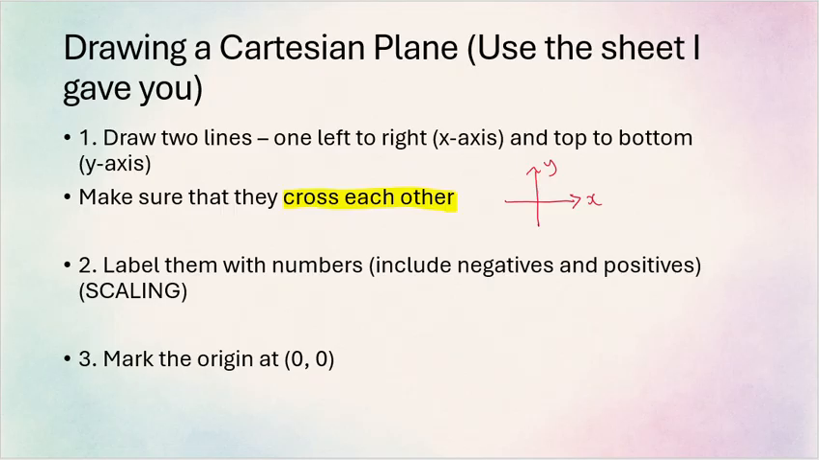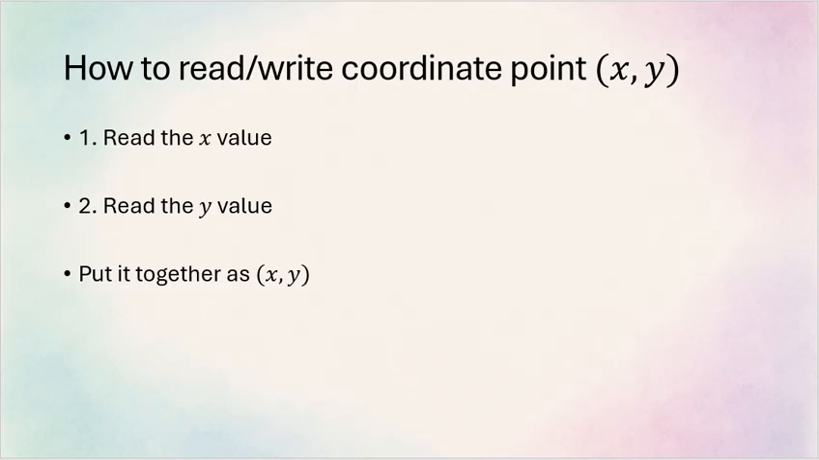Now, the next step is to label them with numbers. You must include both negatives and positive numbers. And this is what we call scaling. Very important. You need to do this, okay? Important. Now, step three, you don't really need to do it because we already know what it is already, but marking the origin. The origin is pretty much the place where they overlap, and this is called the origin, okay? That's all it is.